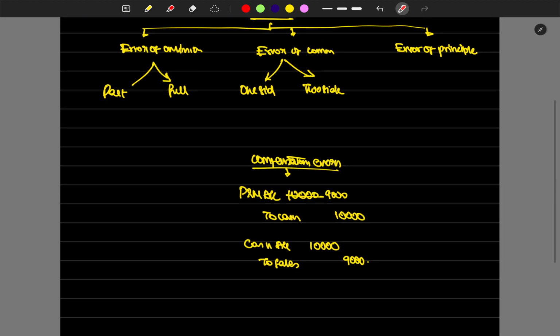Okay, compensating errors. Say we have purchased plant and machinery for 10,000, but you have debited it as 9,000 only. Then, for example, we have made sales of 9,000, but we entered in our books that we received 10,000. So if you see, debit and credit are matching. This is the compensating error. 9,000 is matching, 10,000 is matching. So it will compensate the errors and the TB will agree for this.